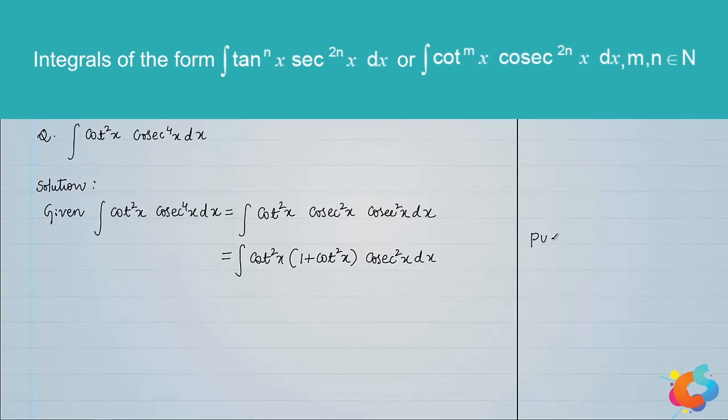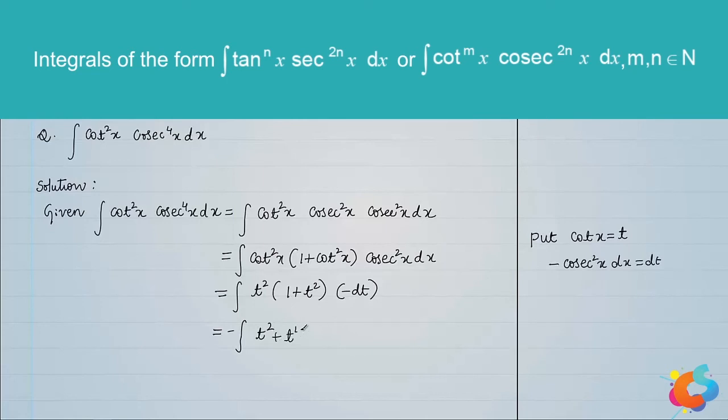Just put cot x as t. Derivative of cot x is minus cosecant square x into dx becomes dt. So the given problem reduces to cot square x is t square into 1 plus t square, and cosecant square x into dx becomes minus dt. So this is going to be minus of t square plus t to the power of 4 into dt.